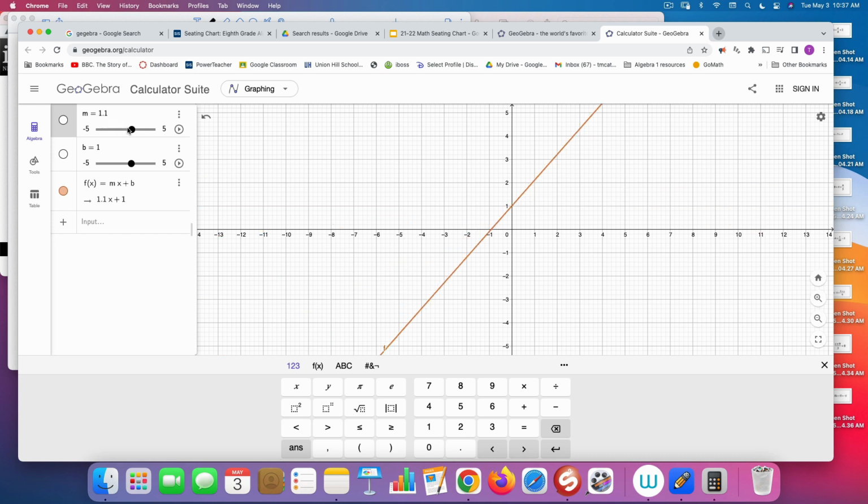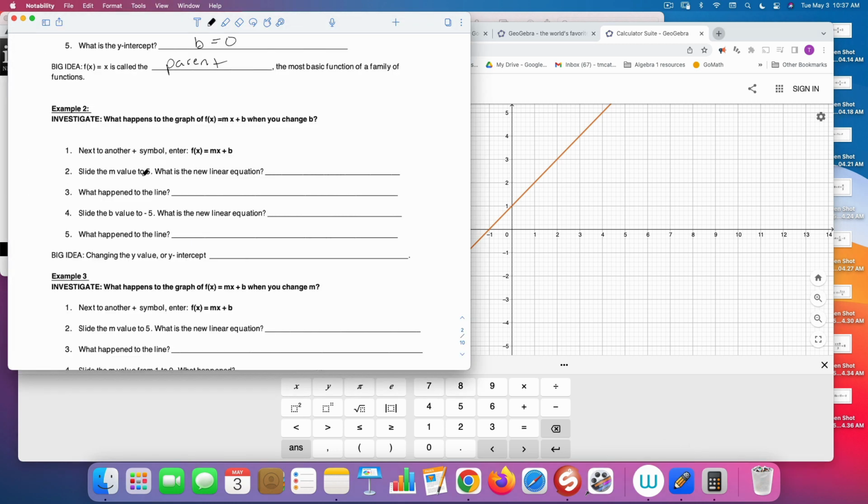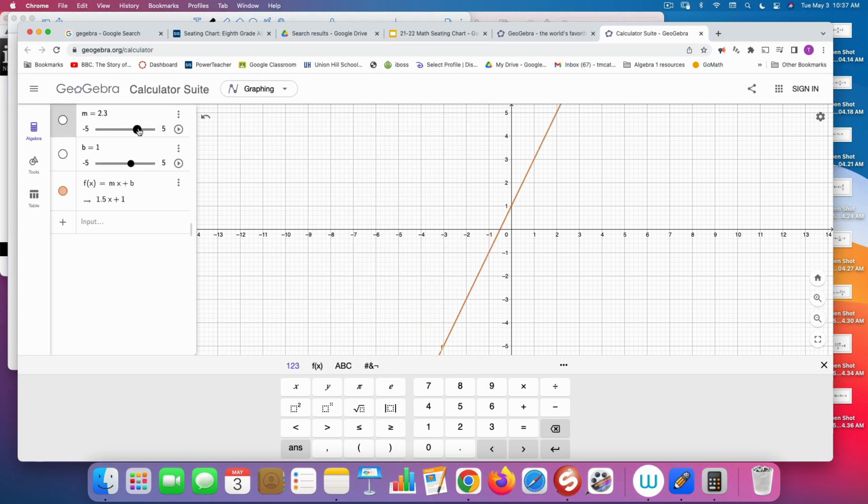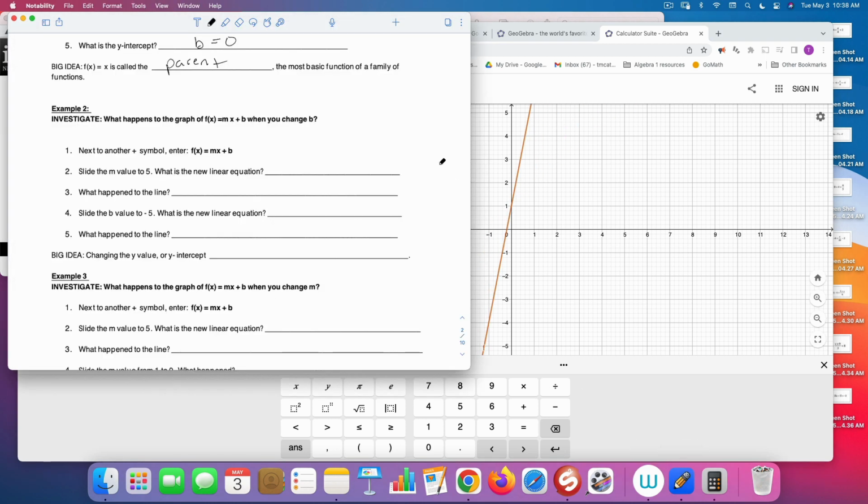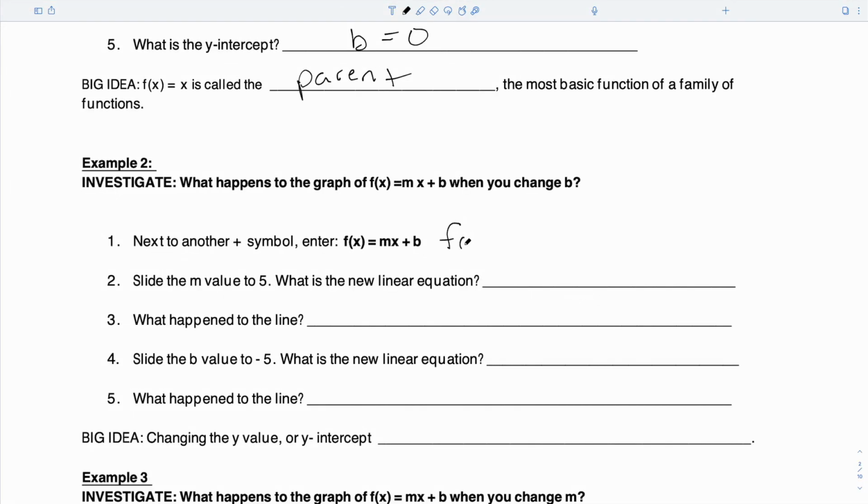You're going to notice that the m is 1 when you type that in, and the b is 1. That means your slope is 1 and your y-intercept is 1. You're going to slide the m value to 5. So from m, it was 1, slide it to 5. What is the new linear equation of this line? When you change the m from 1 to 5, back to your paper, you used to have f of x equals 1x plus 1. What is the new linear function?